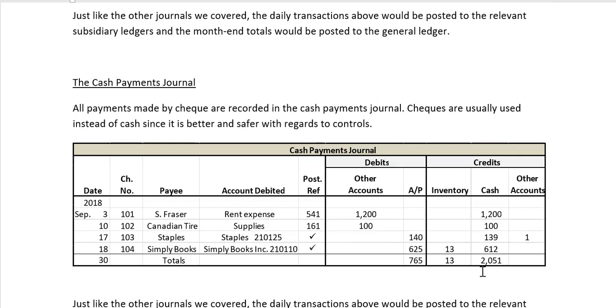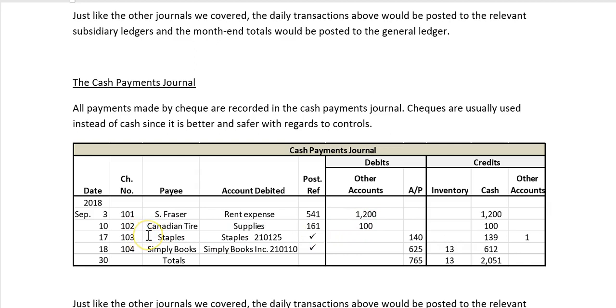Cash payment journal. All payments made by check or cash are recorded in the cash payment journal. Checks are usually used instead of cash since it's safer and better with regard to internal controls. So here we see again a mixture, right? We have rent expense of 1,200. We debit other accounts, credit cash, right? For details on other accounts, we just go back to account debited, it's rent expense. Canadian Tire, supplies, again other accounts, 100.